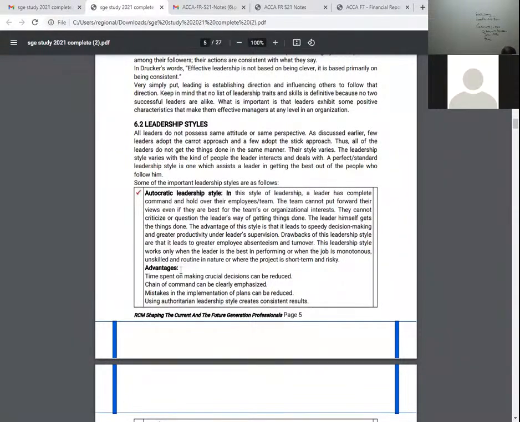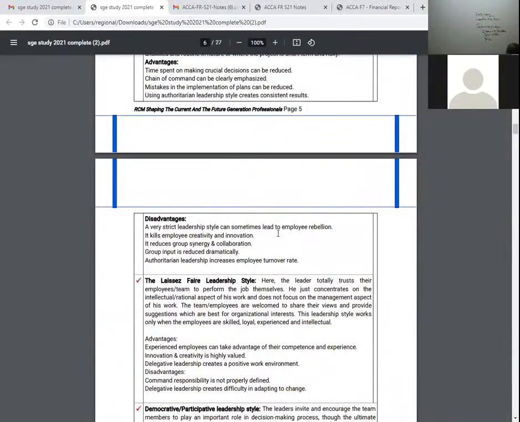So advantages: time spent on making crucial decisions can be reduced. Chain of command can be clearly emphasized, because under autocracy, we'll have to know who is who. Mistakes in the implementation of plans are really reduced, because the manager said do it this way and you have to follow the plan. Using authoritarian leadership style creates consistent results. Very true.